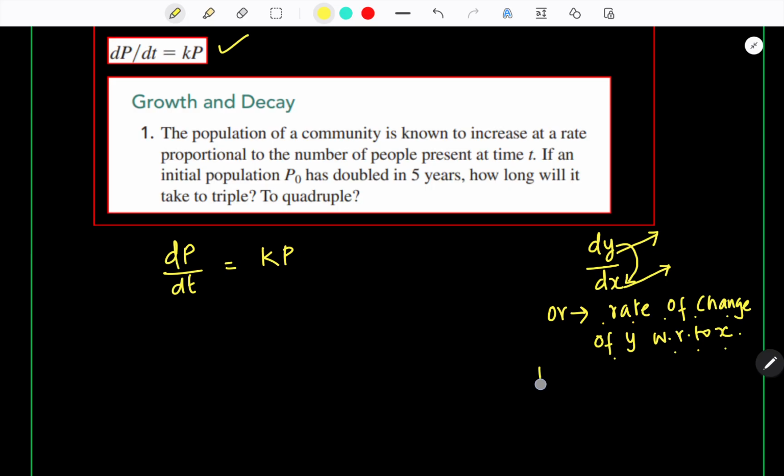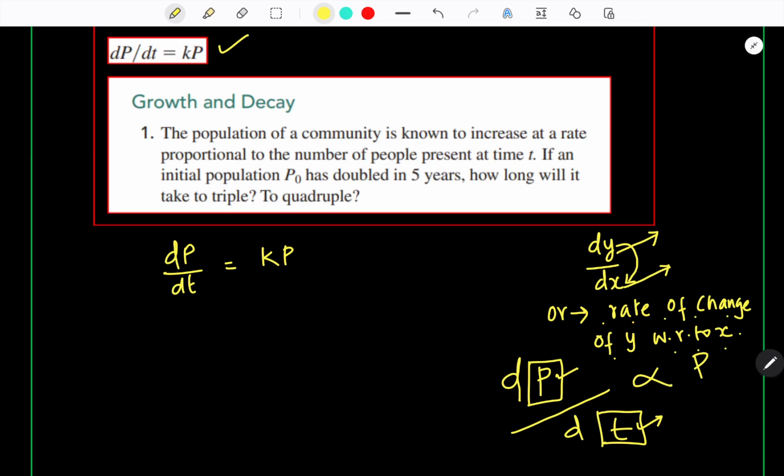Now let's talk about population. I call the population p and the time t. Population means growth, right? A baby is born in the hospital according to the time, so the population depends on time. As the population increases, the time is also increasing. So the rate of change of population with respect to time t is proportional to p.